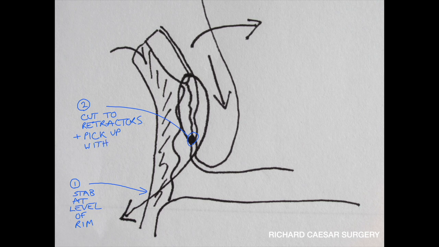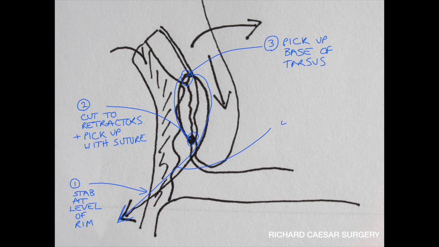Once you've picked up the retractors, you're going to move through to pick up the base of the tarsal plate. So step one, you've made a stab. Step two, you're on the conjunctival side, you've picked up your retractors. And step three, you've taken that double-armed suture and picked up the base of the tarsal plate. And then step four is to spiral out and down. And this direction of pull then takes the retractors to the tarsus and the tarsus back towards the globe. And of course you pass your sutures down and out and through your stab incision.